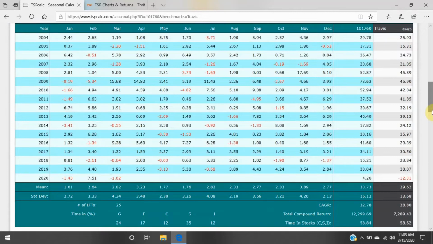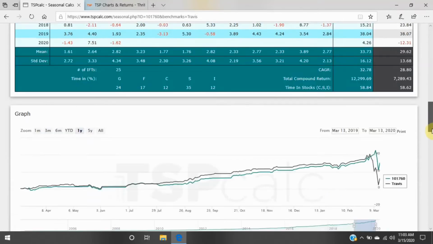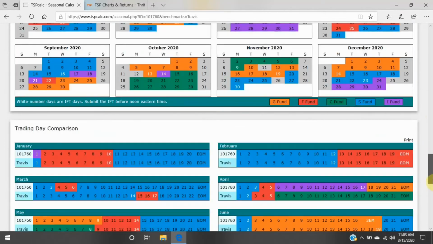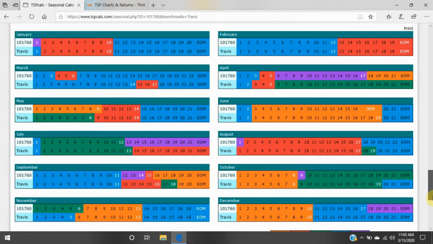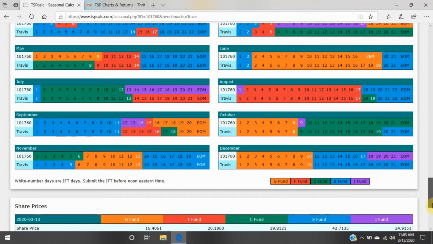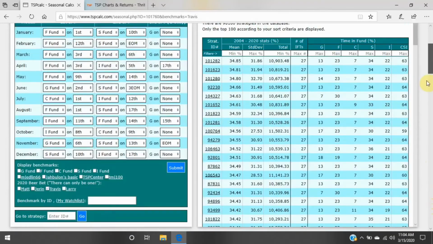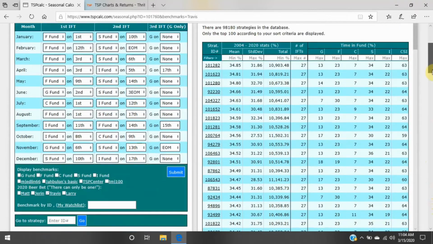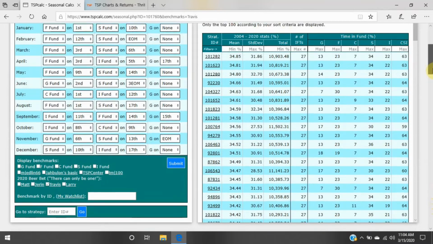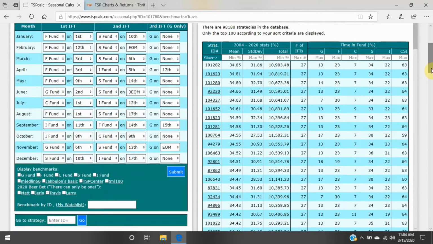I'm about 13% better than that right now, since I did deviate from my strategy, which I don't really want to get into during this video, but I will get into it during the month end. And you can see where the trading day comparison here matches up. And I think this is maybe something that somebody created when they went off strategy. So that's just as easy as it is.